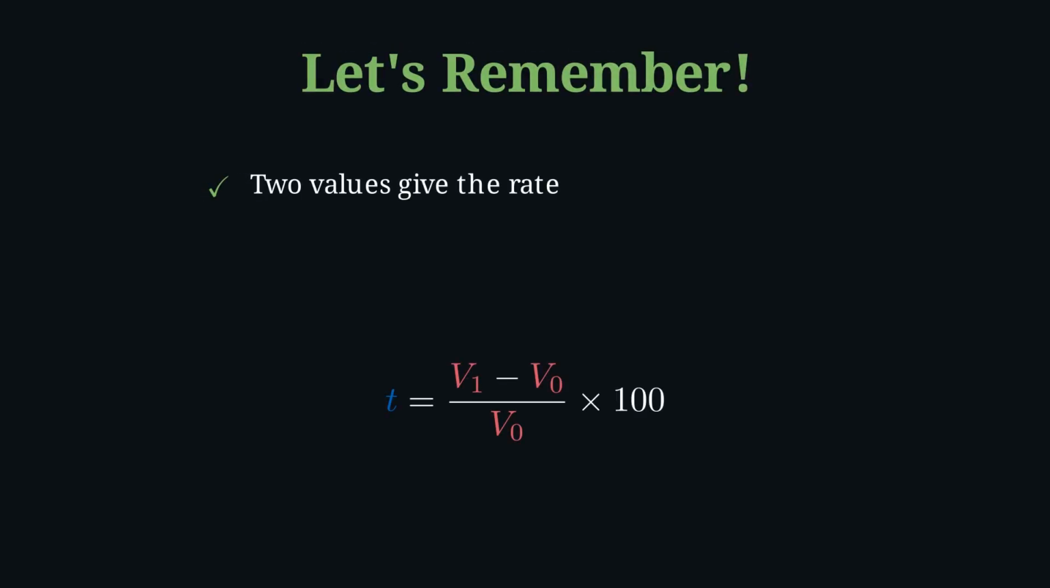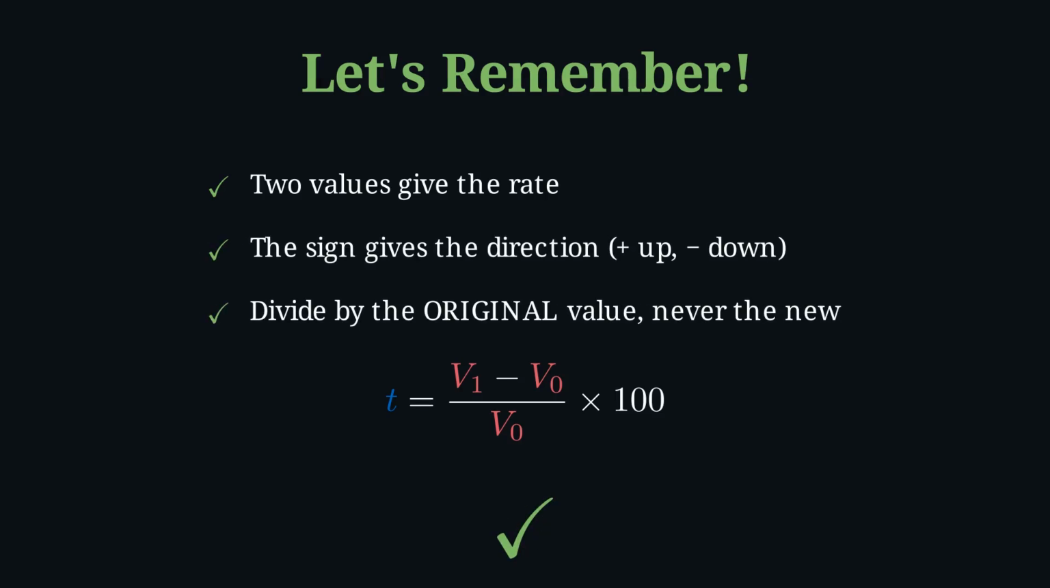So, two values give the rate. The change over the original times 100. The sign gives the direction, and always divide by the original value. Chains of changes? That's the next video.